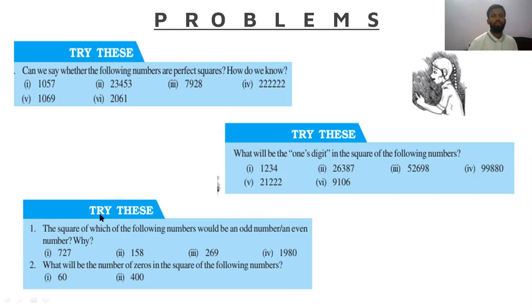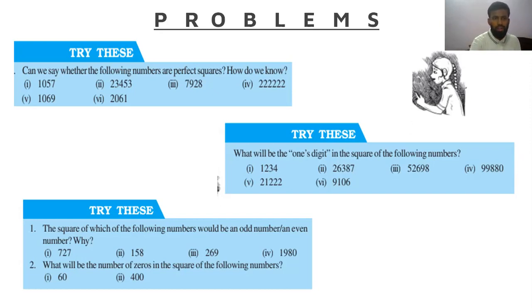Moving on to the next question. The next question says, the square of which of the following numbers would be an odd number or an even number? Why? Again, property number 5 and 6 combined. That property says, a square of an odd number is odd, a square of an even number is even. So the question is, the square of which of the following numbers would be odd or even? See, just look at the number. If the number is odd, its square is going to be odd. If the number is even, its square is going to be even.